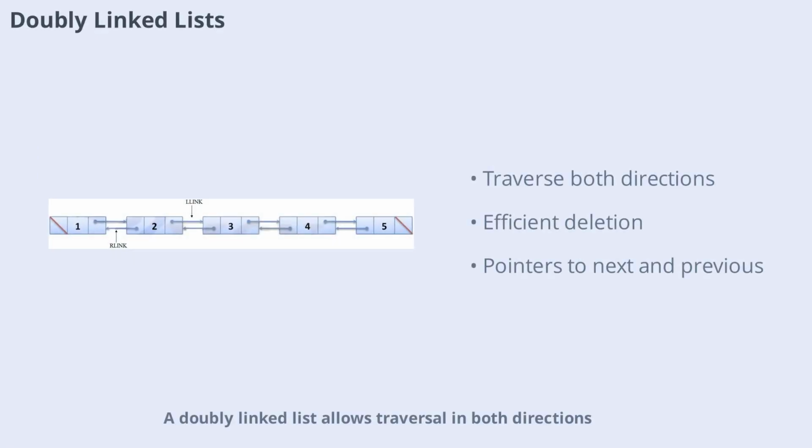A doubly linked list allows traversal in both directions. Each node contains three fields: the data, a pointer to the next node, and a pointer to the previous node. This structure makes certain operations like deletion and backward traversal more efficient. Insertion and deletion are straightforward, as you only need to update the neighboring nodes' pointers. Doubly linked lists are especially useful when you need to move both forward and backward through data.